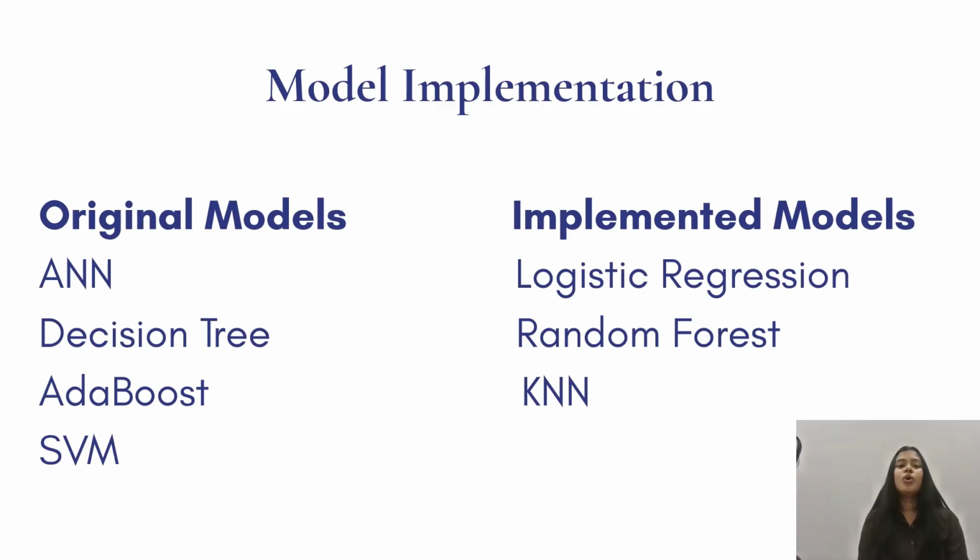Again, here is model implementation. As you can see, the original model implementation included ANN, decision tree, AdaBoost, and SVM. And we implemented models such as logistic regression, random forest, and KNN. We implemented a total of 6 machine learning models. As I already told, logistic regression, random forest, KNN, support vector machine, and AdaBoost with decision tree. These models are commonly used to help data analysis.